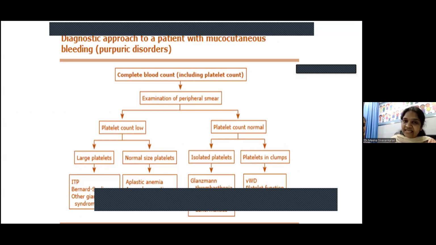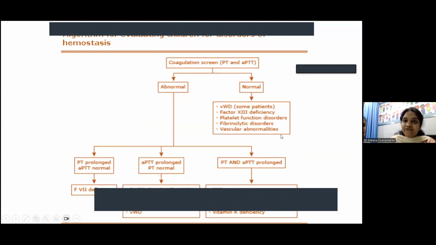So whenever we are dealing with a child with a bleeding disorder, always look at the platelet count. If the platelet count is low, we need to evaluate for the process of thrombocytopenia. If the platelet count is normal, we need to look for a platelet function defect, either von Willebrand disease or Glanzmann thrombasthenia. Next, if you're thinking in terms of a deep bleed or joint bleed, think of a coagulation protein defect. If there is an isolated prolongation of PT alone, it might be due to liver disease or factor 7 deficiency.